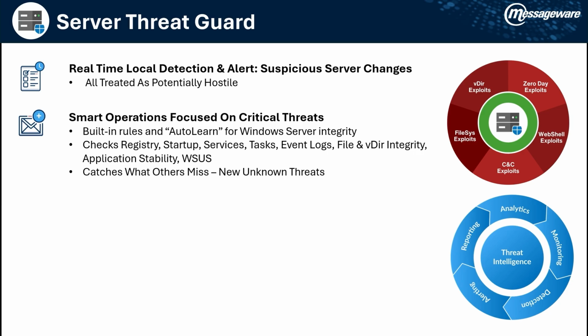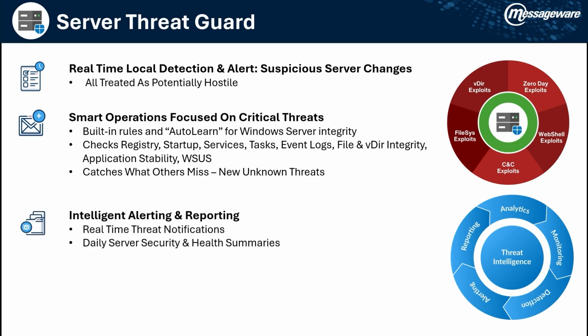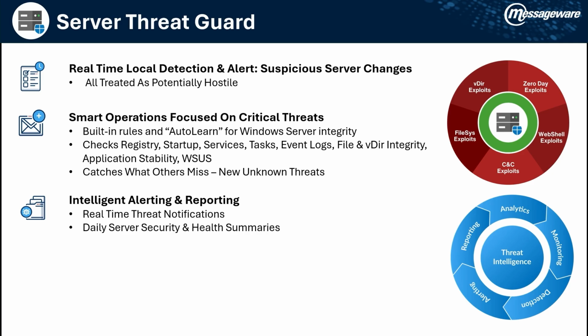We have built-in rules for Windows Server security. We check the registry, startup files, and the virtual directory integrity of Windows servers, and we catch what others miss, in that we are not looking for any previous behavior patterns. Any of these types of changes can indicate the presence of a potential threat to your security and your servers. We work on an intelligent alerting and reporting system where we minimize the amount of alert fatigue and noise, and focus only on potentially critical and dangerous indicators of a potential threat inside your network.